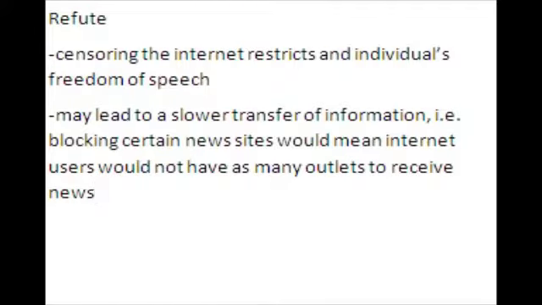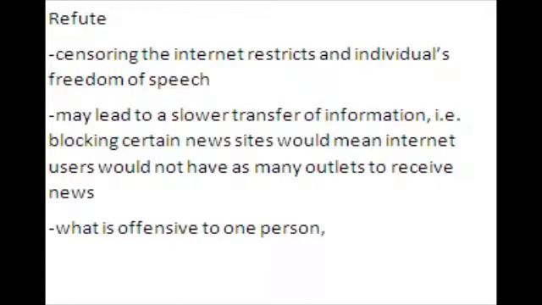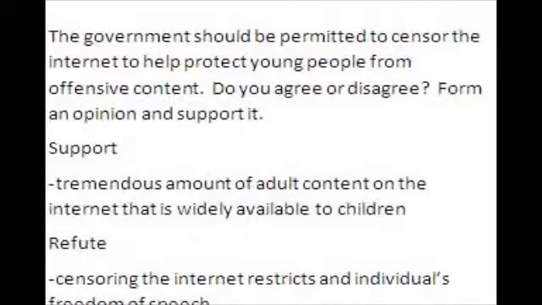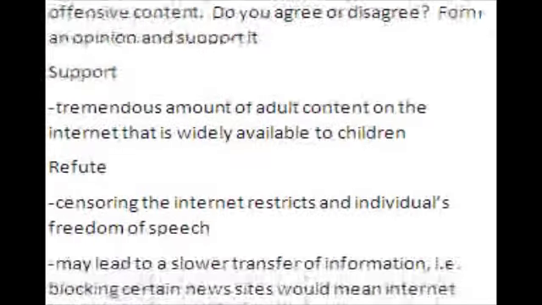And perhaps a third thing would be that not everyone thinks the same things are offensive. So for one person, something might be totally offensive, and for another person, it might not be. So we'll just say what is offensive to one person may not be to another. Okay, so now we've looked at this question. We've come up with one idea that supports the idea that the government should be permitted to censor the internet, and we came up with three ideas that support refuting this statement.